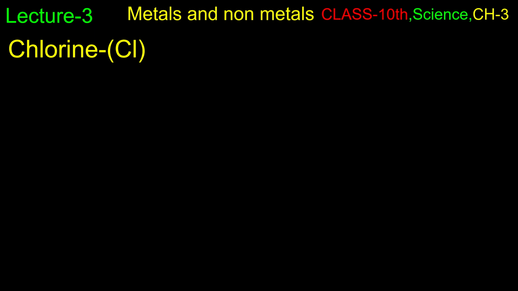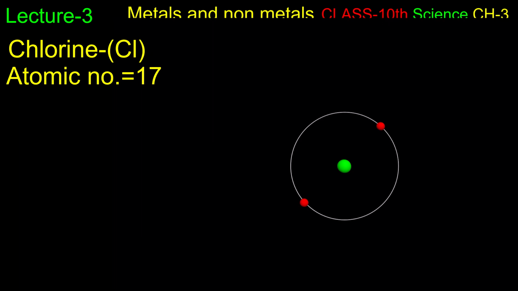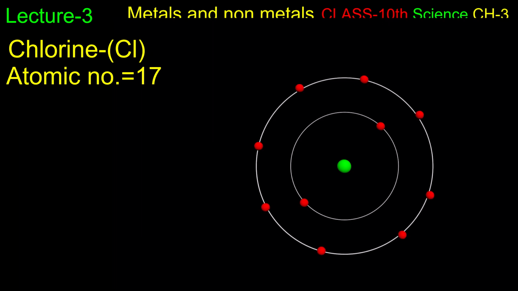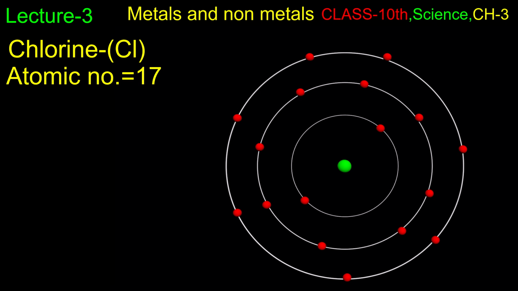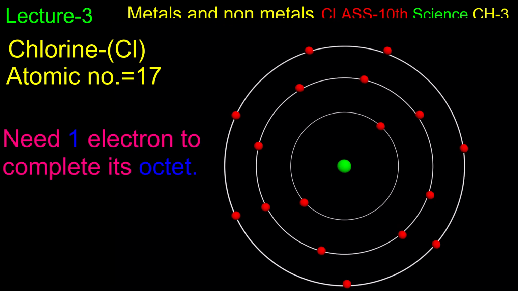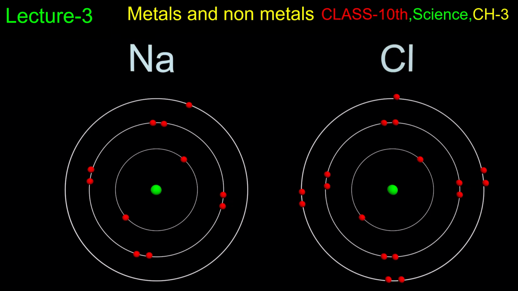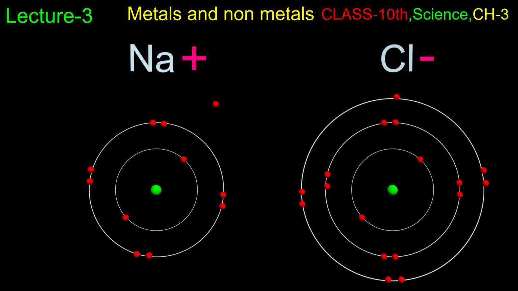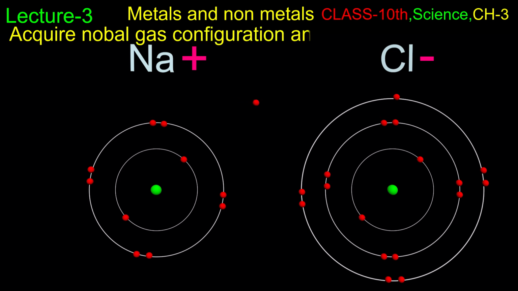Now let us consider chlorine. Its atomic number is 17 and electronic configuration 2, 8, 7. Means 2 electrons in the first cell, 8 electrons in the second cell and 7 electrons in the third cell. That means it needs 1 electron to complete its octet. On reaction of sodium and chlorine, sodium loses 1 electron and chlorine gets that electron, and both of them acquire noble gas configuration, or they complete their octet.